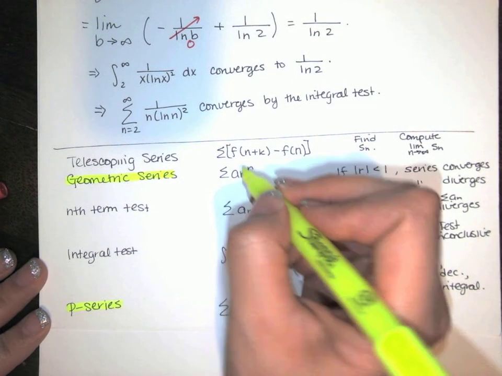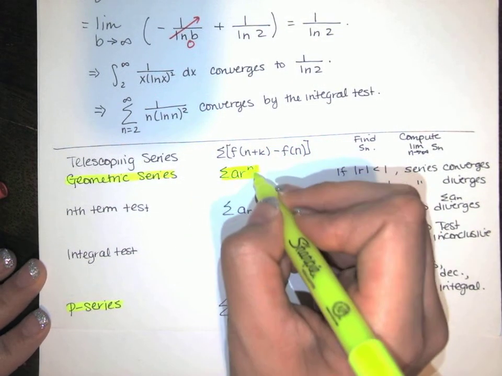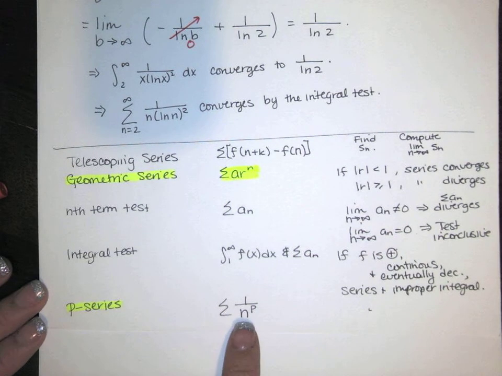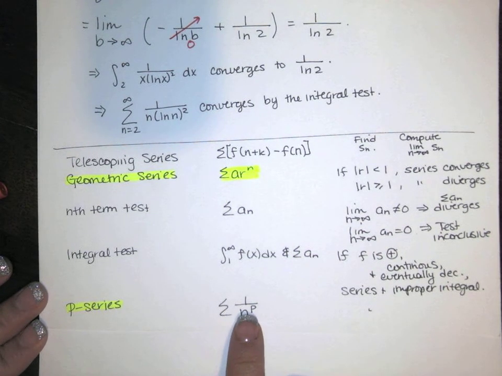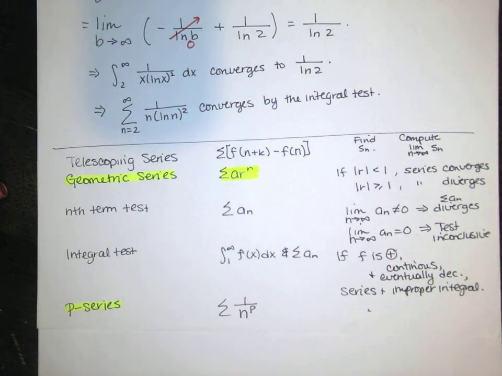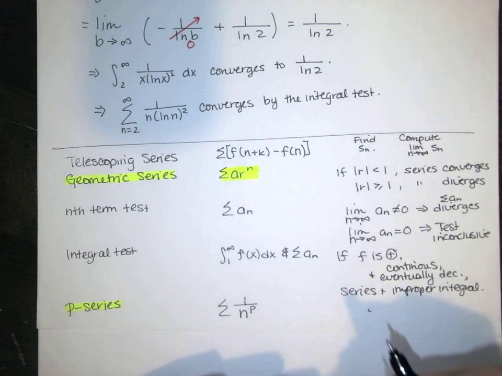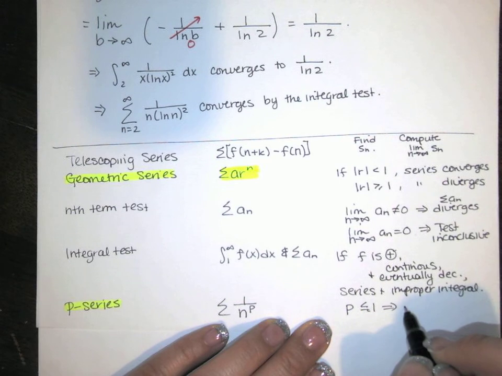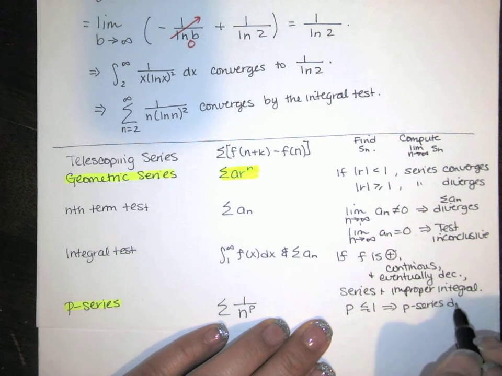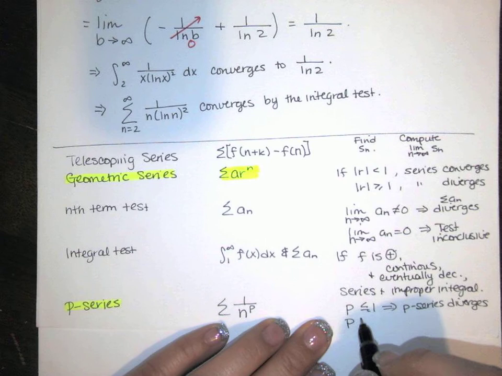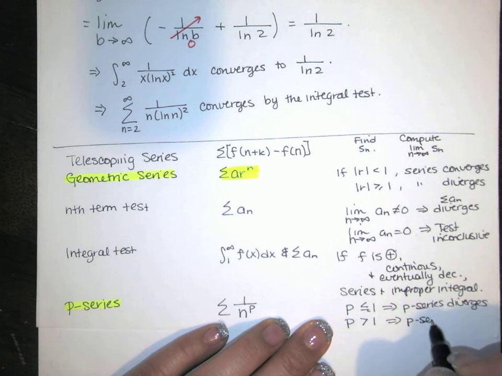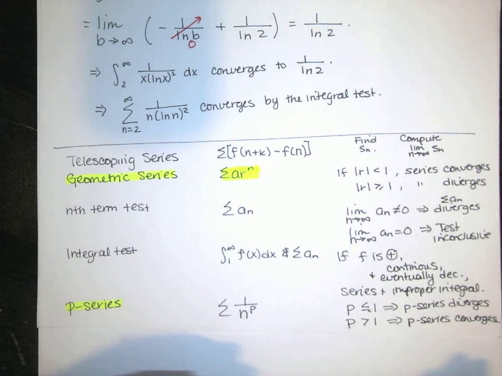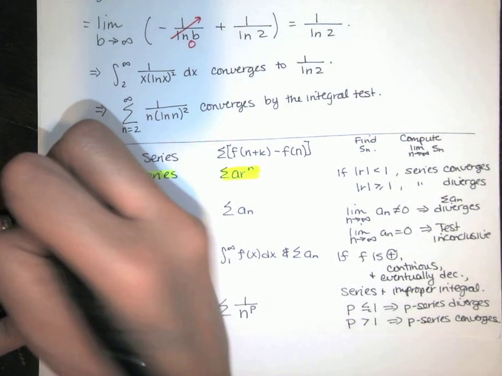So this is a constant times a constant to the n. The n's are in the exponent. Here, you've got n to some power. The n's are in the base. So these look like polynomials in n. These look like exponential functions. With the integral test and the nth term test for divergence, we were able to prove that if p is less than or equal to 1, the p-series diverges. And if p is strictly greater than 1, the p-series converges. That's what happens.